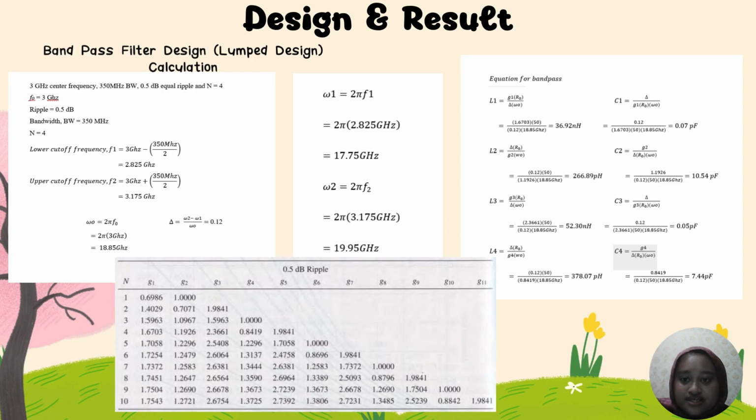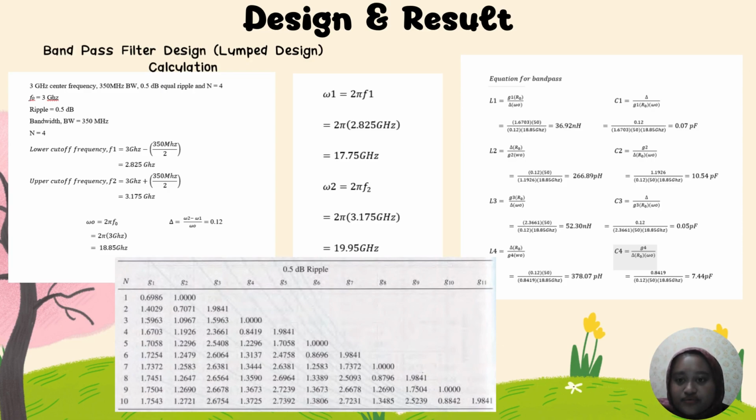Today I will explain about bandpass filter design. This is the calculation. The question gives a 3 gigahertz center frequency F0, 350 megahertz bandwidth, 0.5 dB equal ripple, and n equals 4.